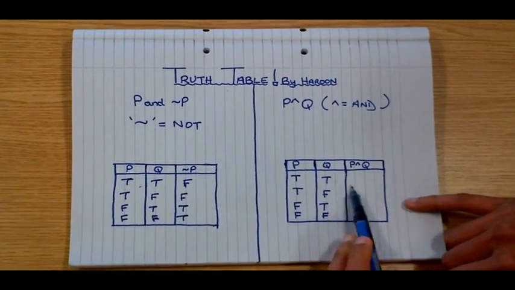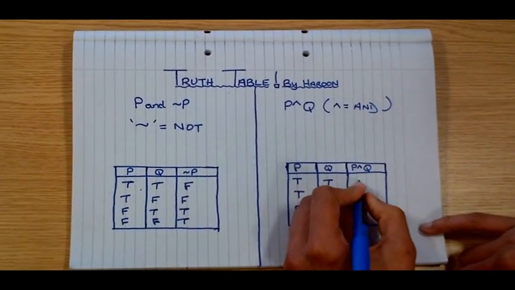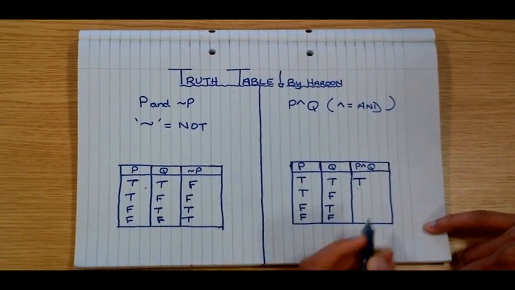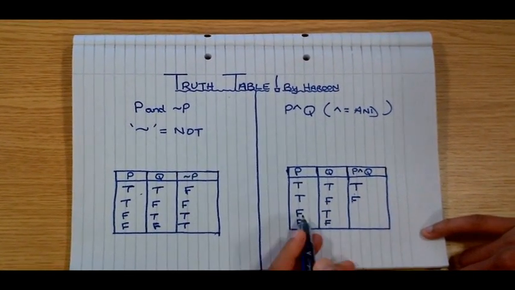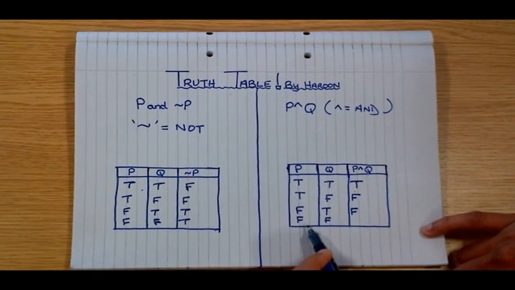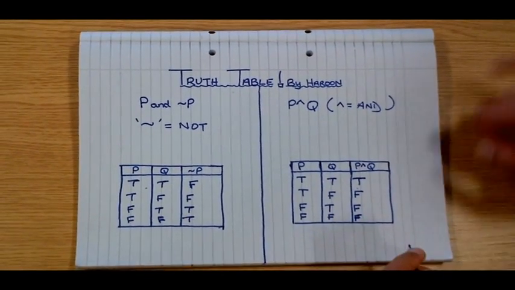We look again, so if they were both, like I explained, if they were both true, the answer would be true, and if one of them was false, the answer would stay false, likewise for both again, which is false, and finally the two falses remain as false.